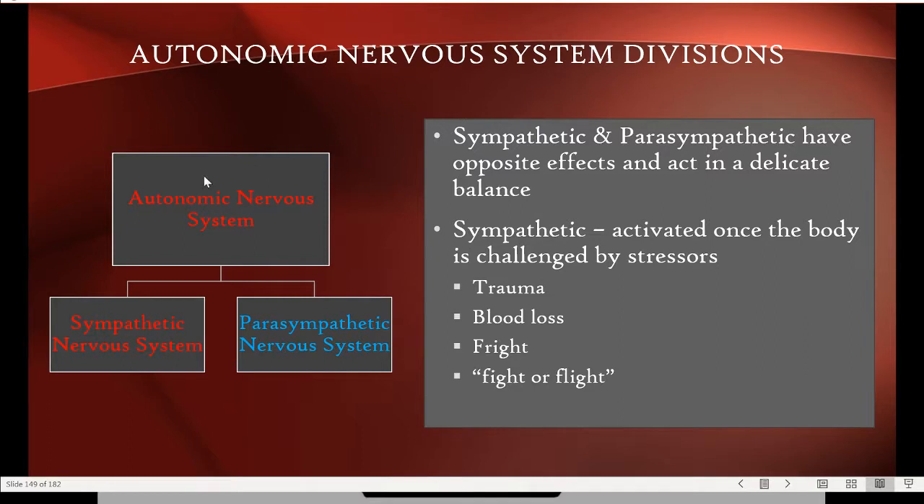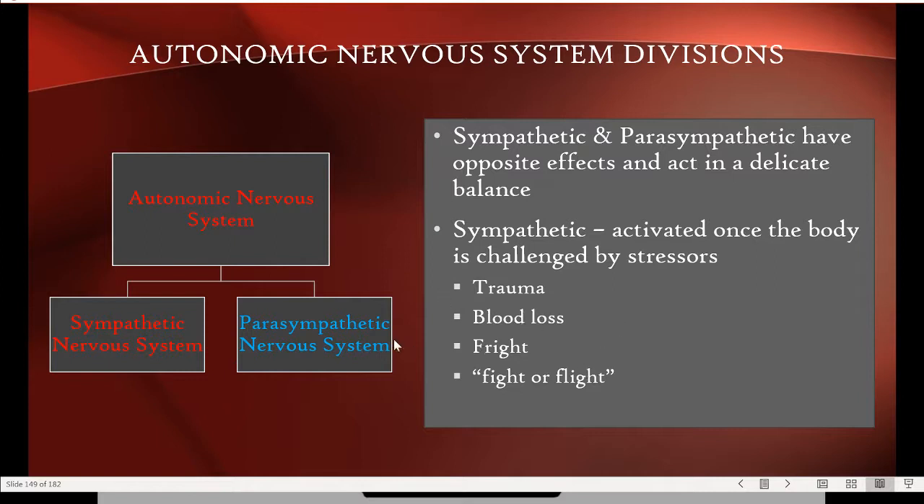And here we can see that the autonomic nervous system breaks into two more divisions, the sympathetic and parasympathetic. The sympathetic is a response to trauma, blood loss, or that fight or flight that we've talked about. And it uses the neurotransmitters norepinephrine and epinephrine.